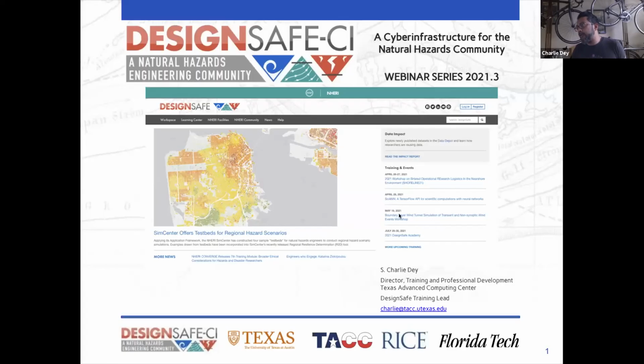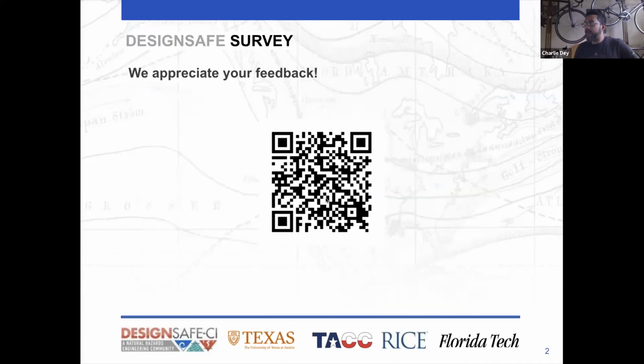And of course, the big one today is SciANN, which is a TensorFlow API for scientific computations and neural networks. Of course, I want to share this with you first.